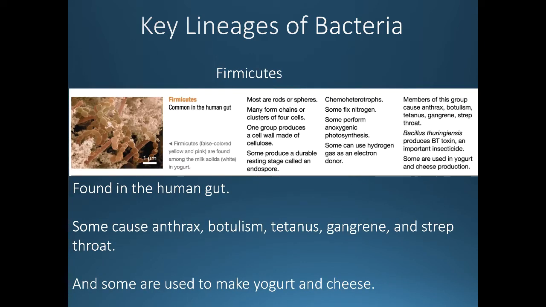The next one I want you to know is Firmicutes. And what I want you to know about this lineage of bacteria is that they're found in the human gut. However, they can also be a pathogen. They are linked to anthrax, botulism, tetanus, gangrene, and strep throat. And interestingly, even though they're linked to all of these specific pathogenic diseases, they can also be used to make yogurt and cheese. So there's good and there's bad with this group.